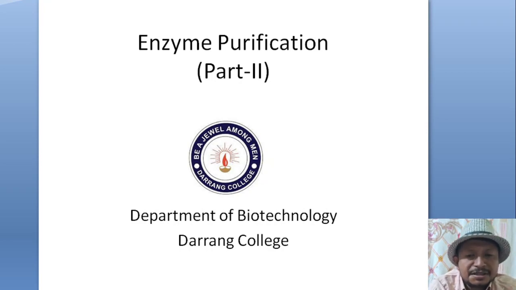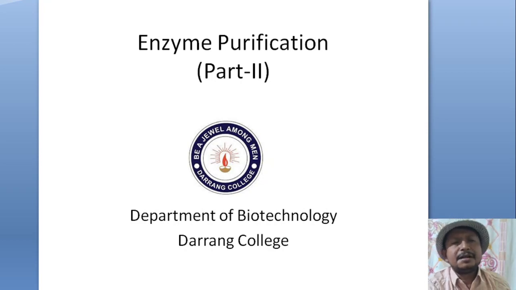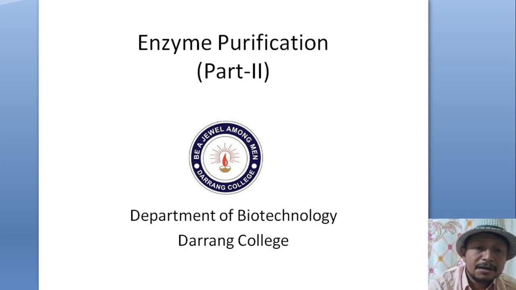We have already discussed enzyme purification, and we have learned that there are many phases involved in the enzyme purification process. So first, we understood that the first event is going to be the cell lysis event, which is very crucial. So let's discuss the cell disruption or the cell lysis event.